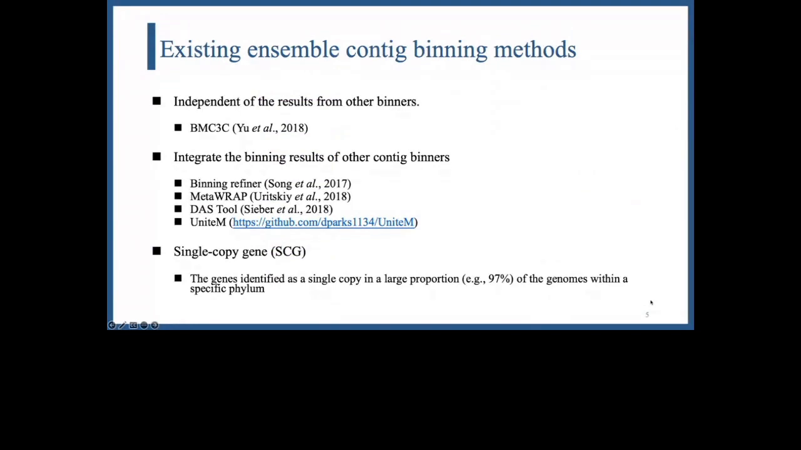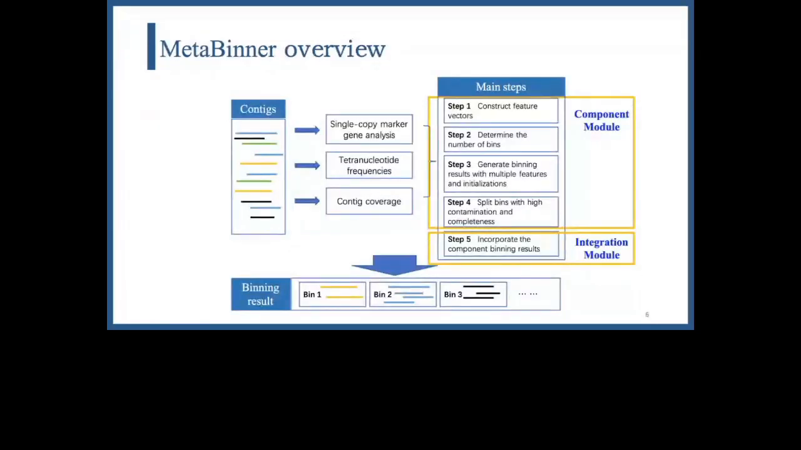The ensemble binning methods can be divided into two categories. The standalone binners that integrate multiple different component binning results within the ensemble binner, such as BMC3C, and the binners that integrate the binning results of other contig binners, such as DAS Tool, Binning_refiner, MetaWRAP, and UniteM. These methods usually use single-copy gene information to select high-quality bins from the output of different individual binners, utilizing the characteristic of the SCGs, which are identified as a single copy in a large portion of the genomes within a specific phylum.